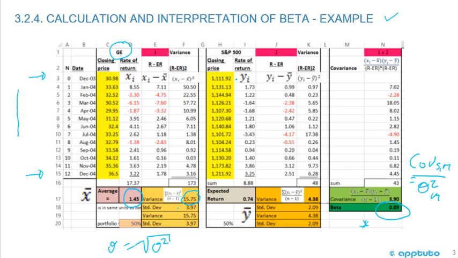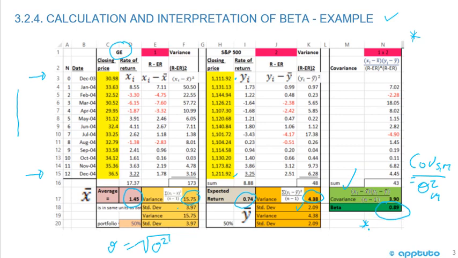3.97. Also, we have the closing prices for the S&P 500 for that time period. And similarly, we can calculate the return and then the average return, okay? And then we do y minus y bar squared. The sum of y minus y bar squared divided by n minus 1 is the variance. Square root of the variance is the standard deviation. And then in this column, we're calculating the covariance, which you may recall, is the sum of x minus x bar times y minus y bar divided by n minus 1. Okay, which is right here.